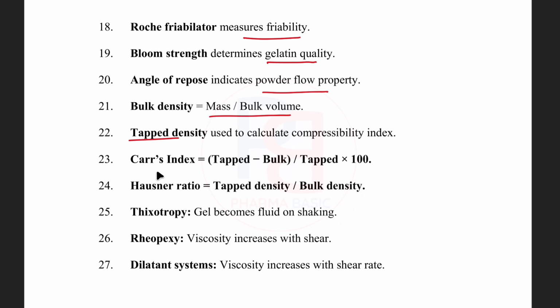Carr's index is equal to tap density minus bulk density by tap density into 100. That gives you the Carr's index. Hausner ratio is tap density by bulk density. That is the Hausner ratio.